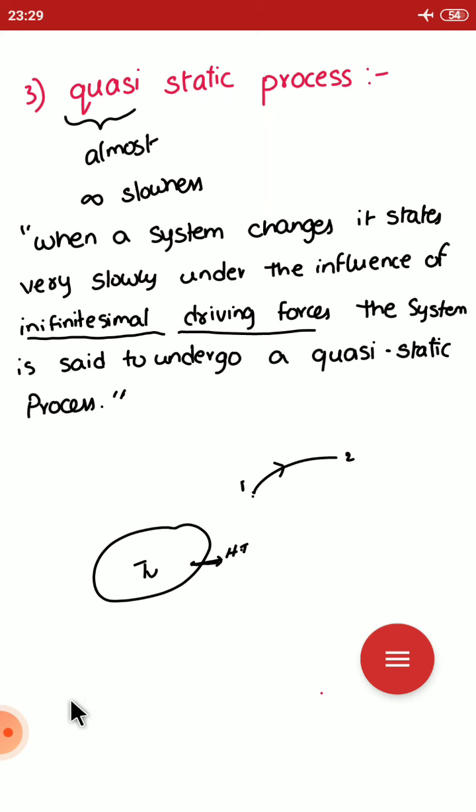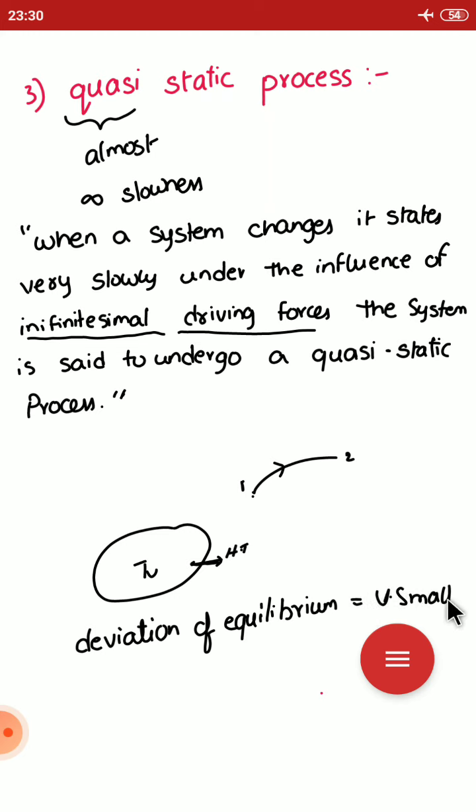Similarly, when this deviation from the equilibrium is very small, we can say this process is a quasi-equilibrium process. The deviation from the equilibrium is very small. We can say this type of process is a quasi-equilibrium process, and we assume it is a complete thermodynamic equilibrium.